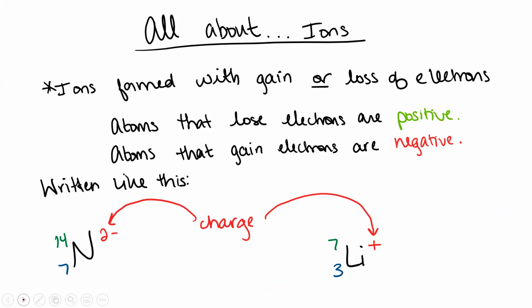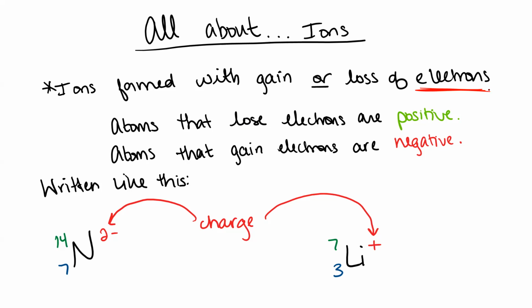So all about ions. Ions are formed with the gain or the loss of electrons, and this is always with the gain or loss of electrons because protons are in the nucleus and they're bound to neutrons, in this tightly compact ball. We don't lose protons, like ever, unless you are undergoing some crazy nuclear energy reaction where fission is occurring. It doesn't happen. So it's only electrons that we're dealing with here.